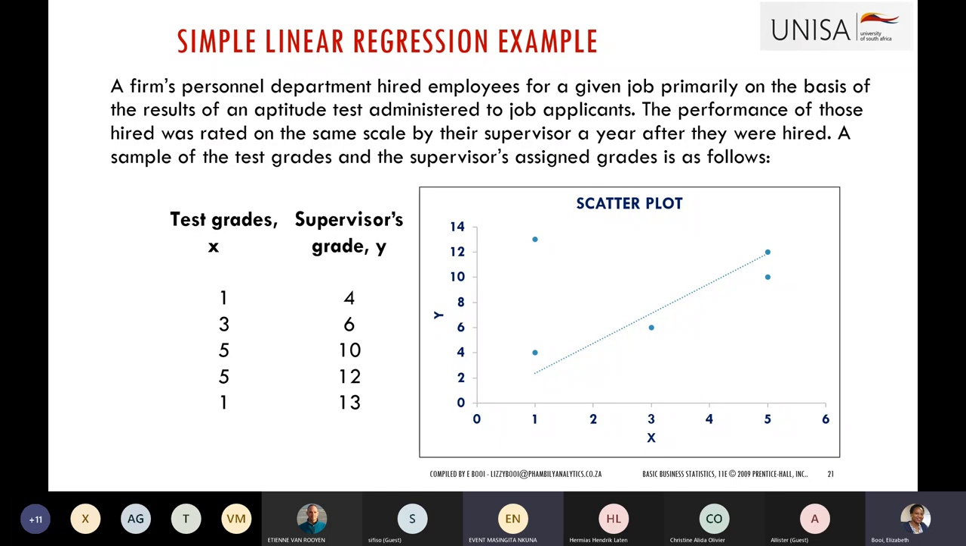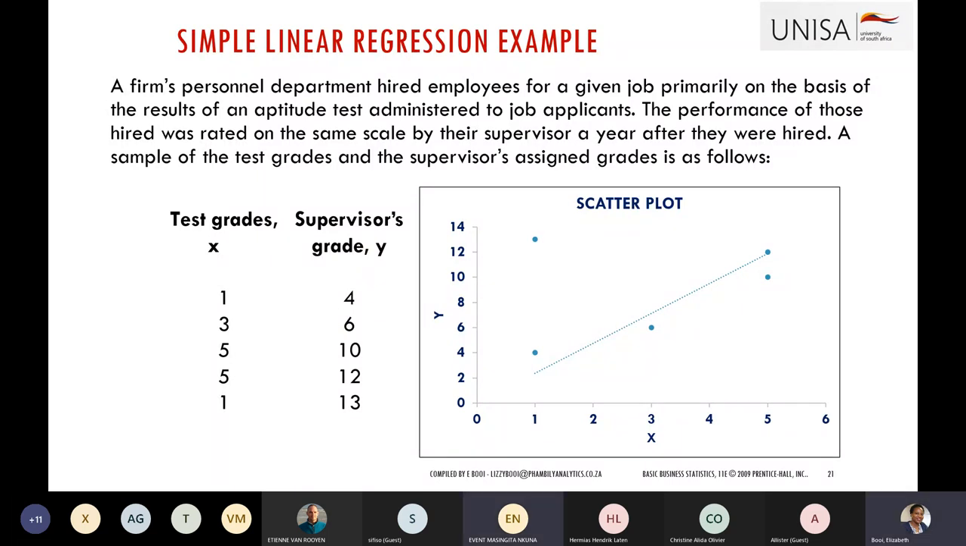Let's look at an example. A firm's personnel department hired employees to give a job primarily on the basis of the results of an aptitude test that was administered to all job applicants. The performance of those hired was rated on the same scale by their supervisors. A year later, they were hired. A sample of test grades and the supervisor assigned grades is as follows. And there we have our X values of the aptitude test, and the supervisor grade, which is our Y.